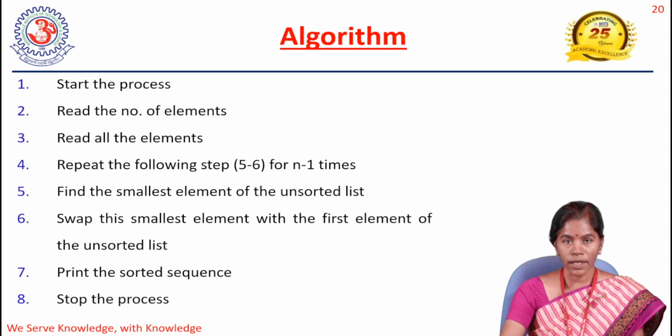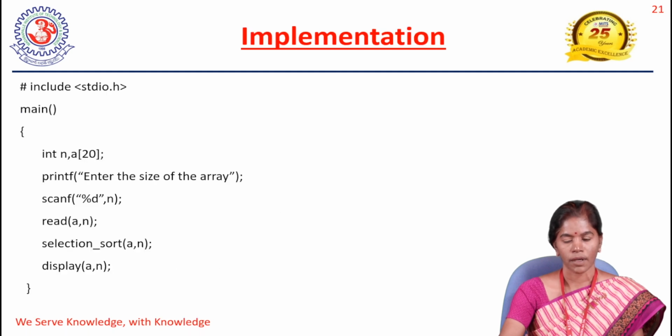In every pass, we have to find the smallest element of the unsorted portion and swap it with the first element of the unsorted portion. This step is repeated n minus 1 times and we get the sorted sequence. Step 7, print the sorted sequence and stop the process. Let's see the implementation.